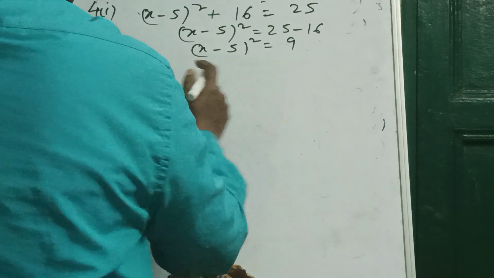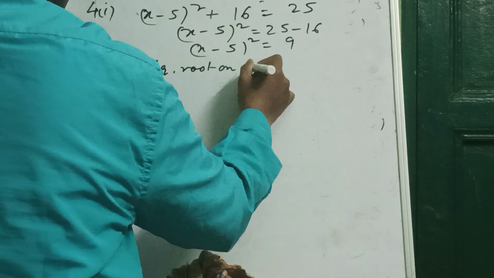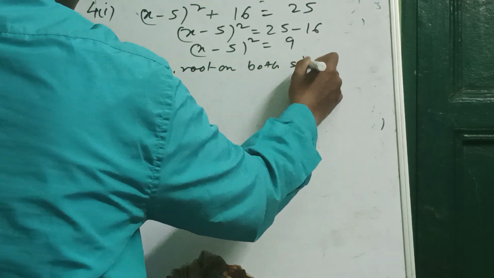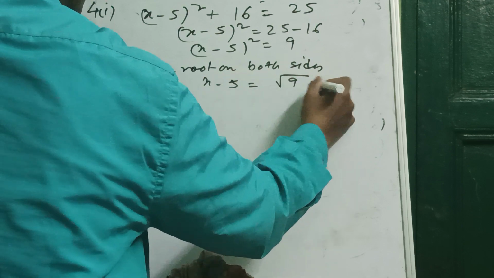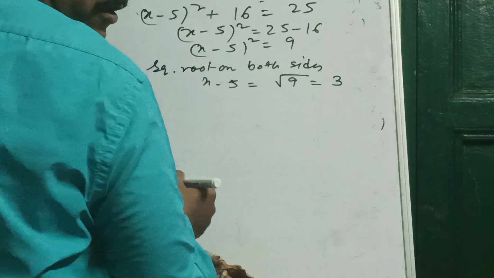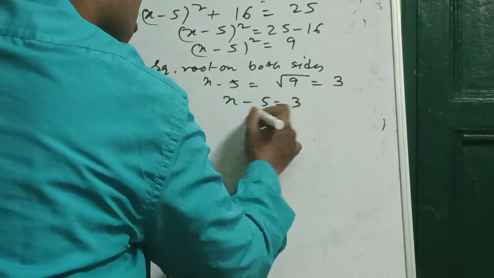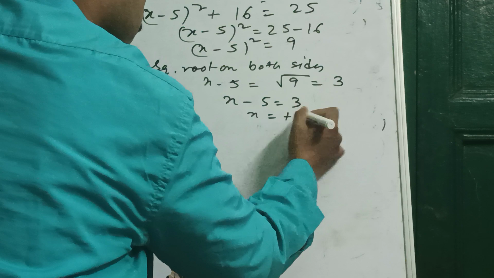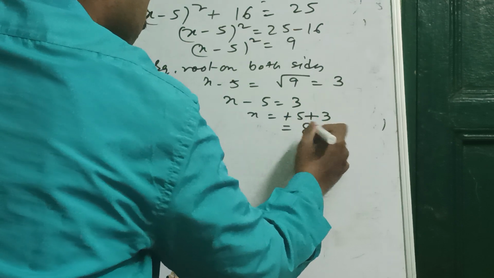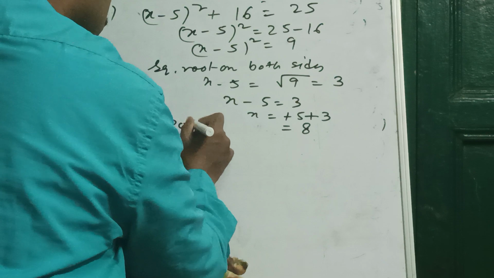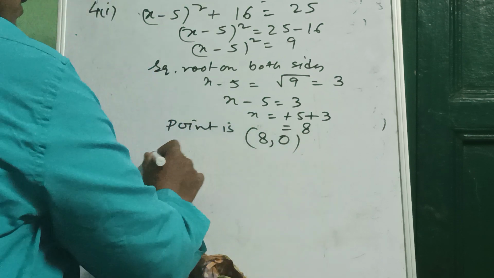If we square root on both sides, then x minus 5 equals square root 9, and that is 3. 3 3s are 9. So x minus 5 equals 3, x equals minus 5 plus 5 plus 3, and that is 8. The point is (8, 0), that is your answer.